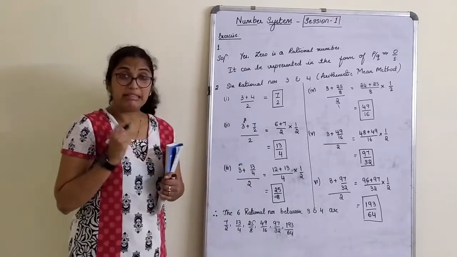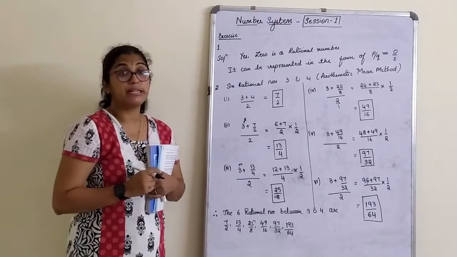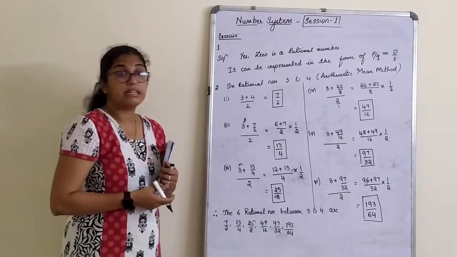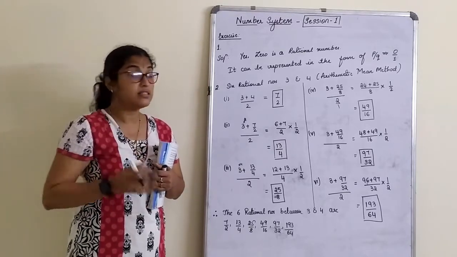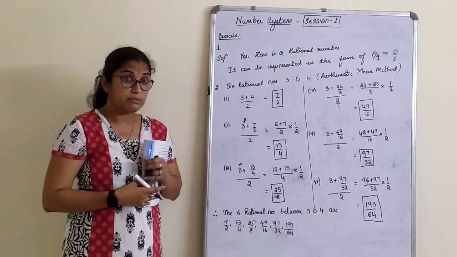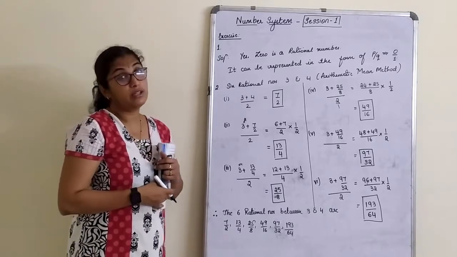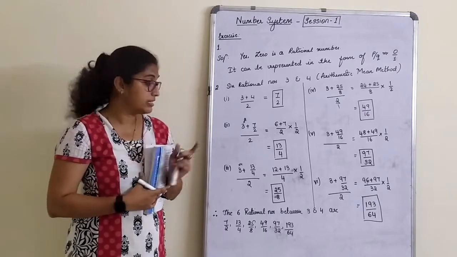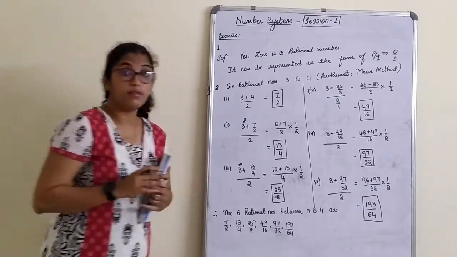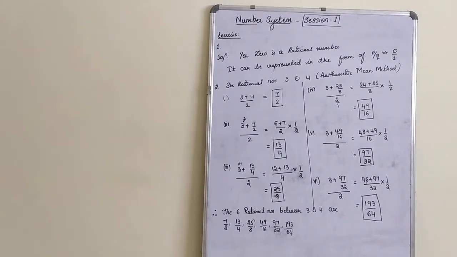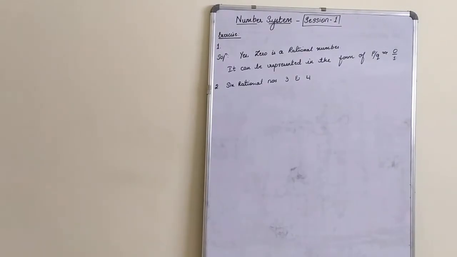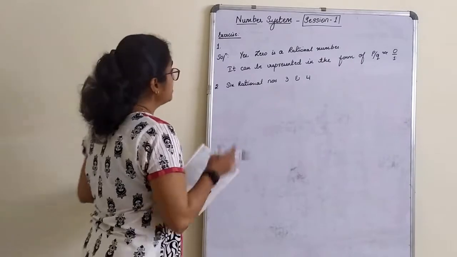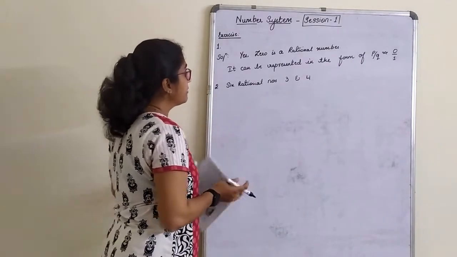This is a lengthier method and this is the arithmetic mean method. In case in your school they have done this and they have asked you all to do this method, you all can go ahead. Otherwise, there is another very easy method which we will do after this. I want you all to copy this down. So another method, 6 rational numbers between 3 and 4.